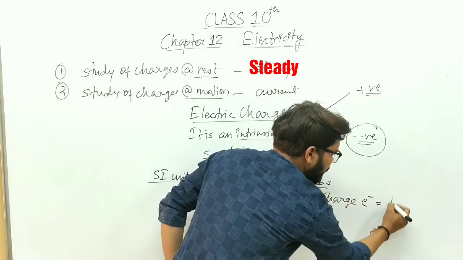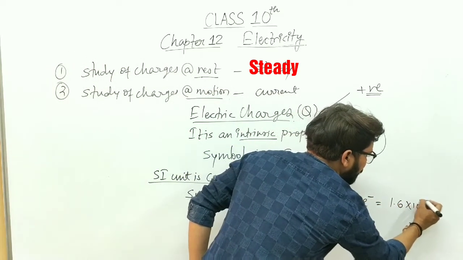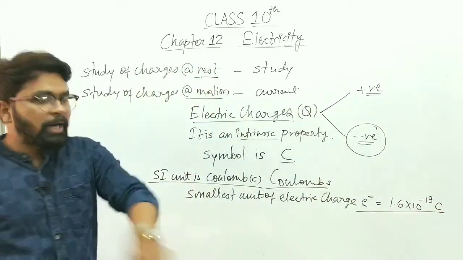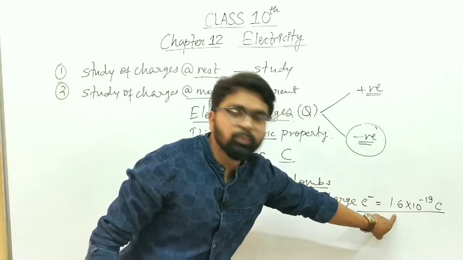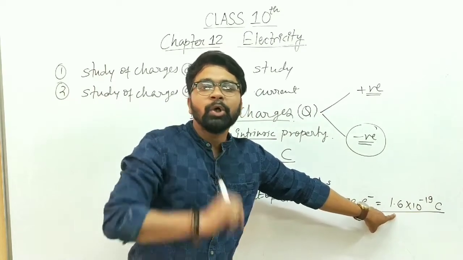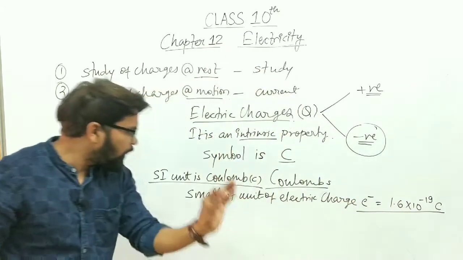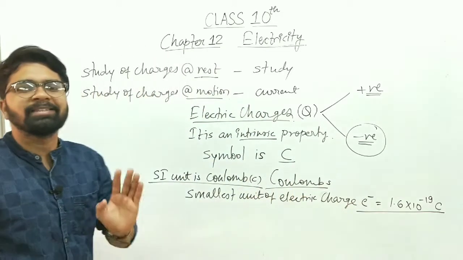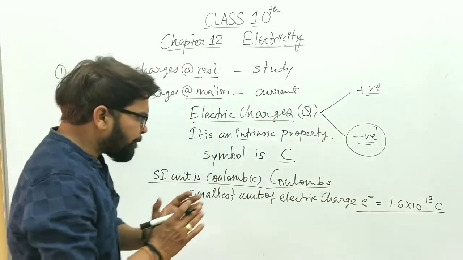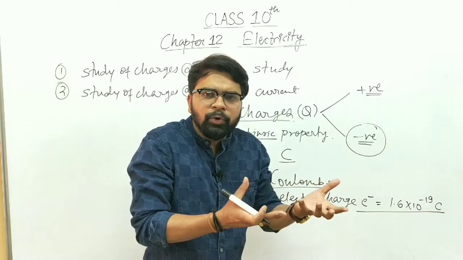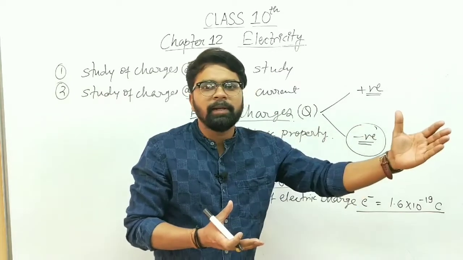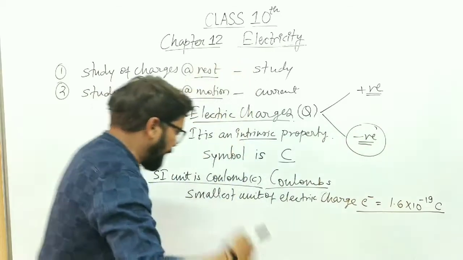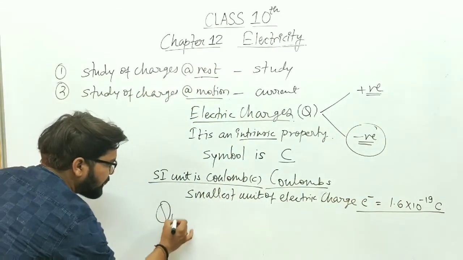It is defined as 1.6 cross 10 to the power minus 19 Coulomb. You have to remember this figure: 1.6 cross 10 to the power minus 19 Coulomb. So the smallest unit of electric charge is 1.6 cross 10 to the power minus 19 Coulomb. Now, how many electrons are moving from one place to another, like one electron, two electrons, three electrons? It is a multiple, and this is defined as quantization of charge.